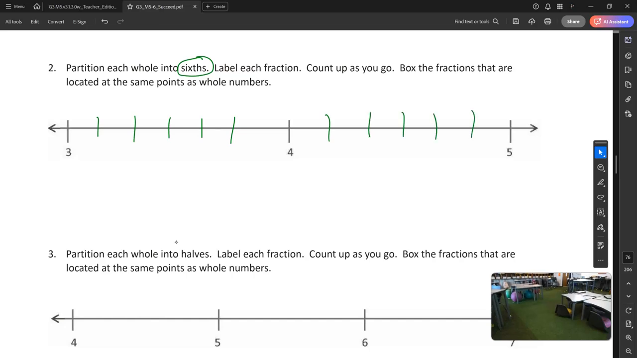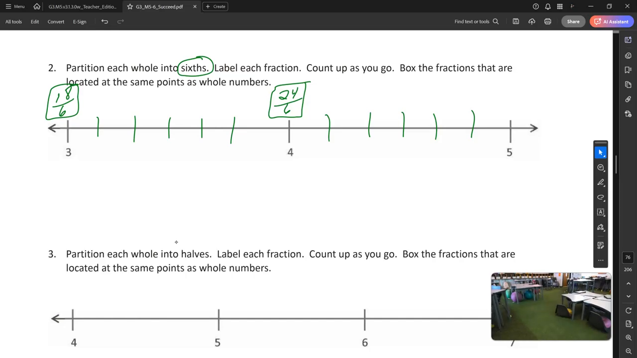Okay. Now, whole number. How do we know where to start with the whole number? Well, we're counting by 6, and the whole number is 3. So 6, 12, 18. So 18 sixths would be the whole number. Now, if I want to find out what the fraction is for 4, the next whole number, I'm counting by 6, so what I have to do is add 6 to 18, which is 24. And that's the next whole number.